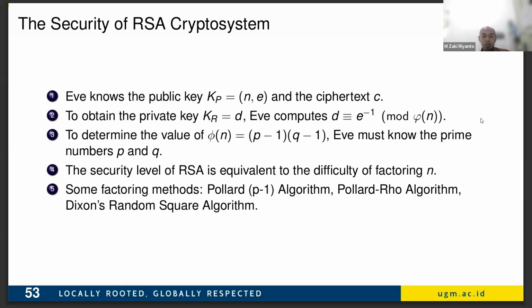And we already know some factoring methods, that are the Pollard rho method, the Pollard P minus 1 algorithm, and also the Dixon random squares algorithm. But if we use very big prime numbers, then these methods still cannot break the RSA system.